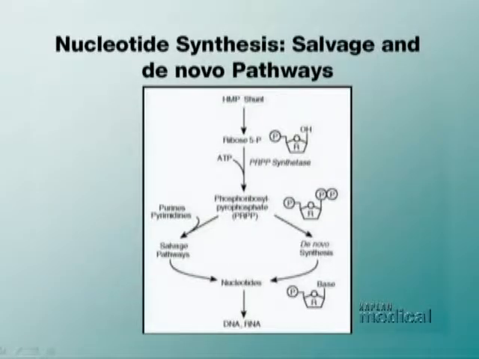Okay, the first thing we're going to look at is nucleotide synthesis. There's salvage pathways by which nucleotides are pretty much recycled. Okay, you have a good recycling program going on for nucleotides. And then there's a pathway by which we can make the nucleotides from scratch if we need to. We call that the de novo pathway. Okay, let's look at our slide.